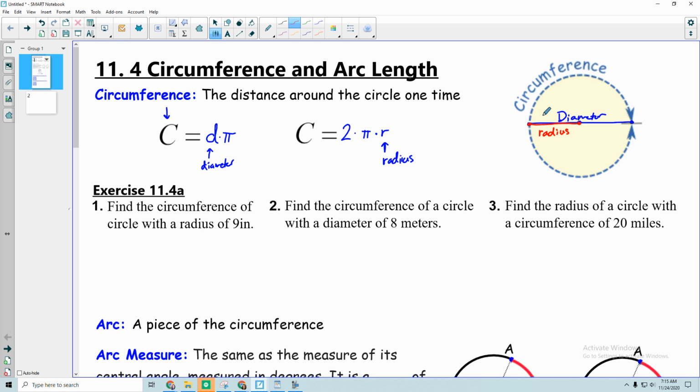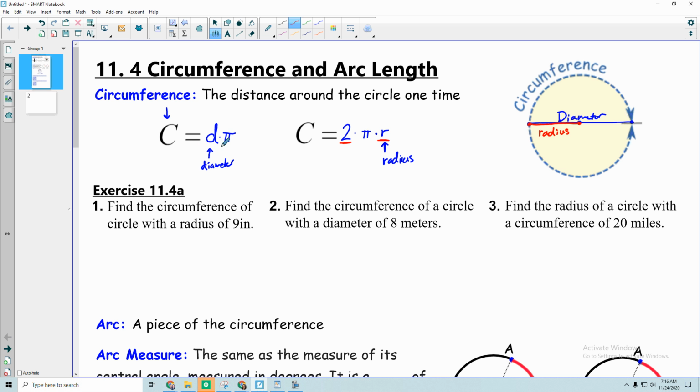So if I take the radius and multiply that by 2, if I make 2 of these, which is the same as the diameter, so basically 2 radiuses make 1 diameter, I'm still multiplying that by pi. Okay? So those are the two formulas. Let's test them out right now.